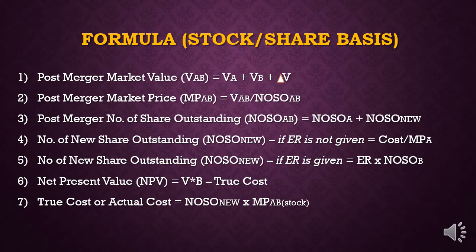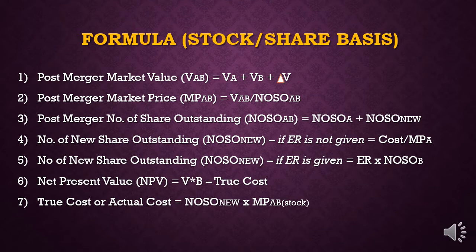And then for formula number 5, regarding the number of shares outstanding new, if the exchange ratio is given in the equation, it will be equal to the exchange ratio, which is ER, times NOSO B. And the next formula, which is formula number 6, is regarding net present value, which is NPV. The NPV equals V star B minus the true cost.